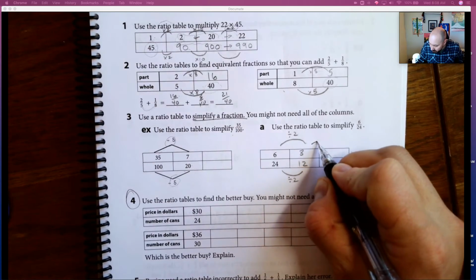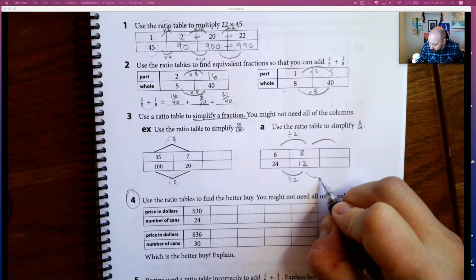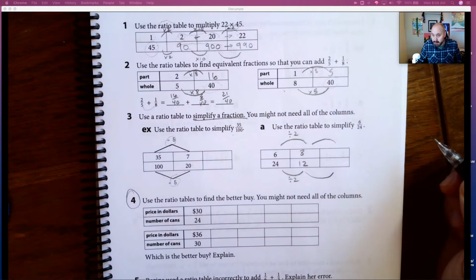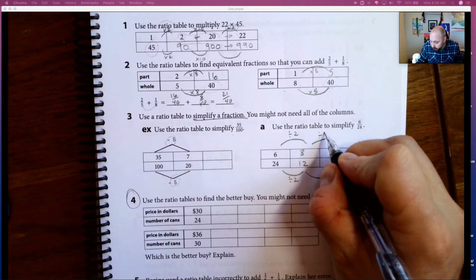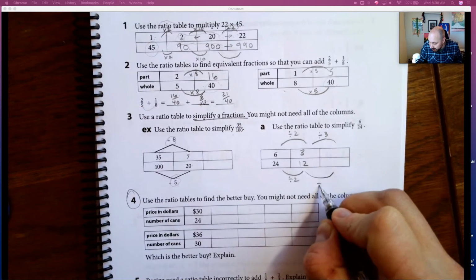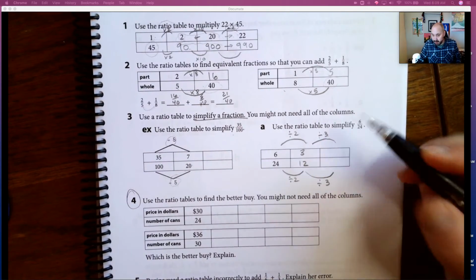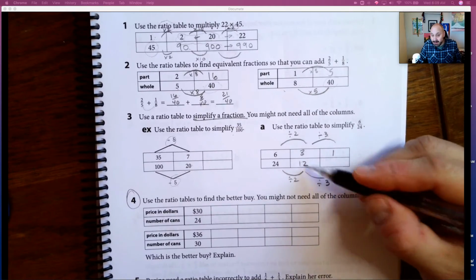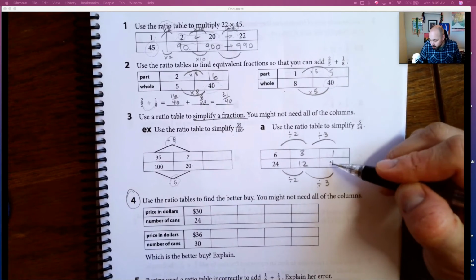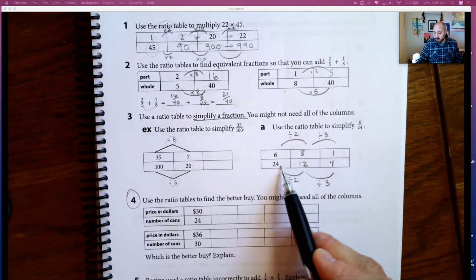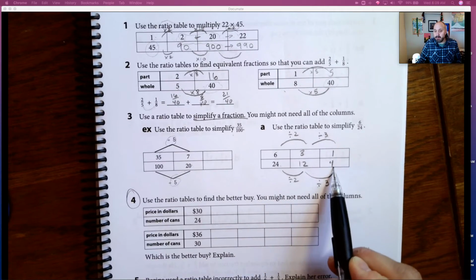So what's a common factor between 3 and 12? Well, we can divide both numbers by the number 3. 3 divided by 3 is 1, and 12 divided by 3 is 4. So 6/24 can be simplified to 1/4.